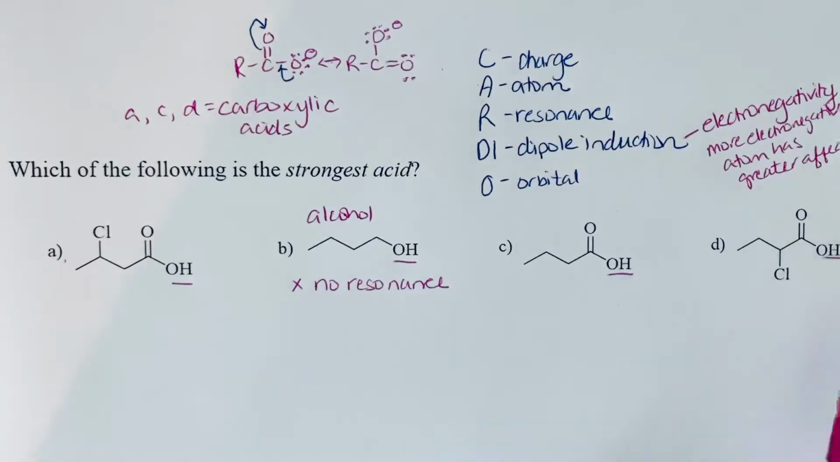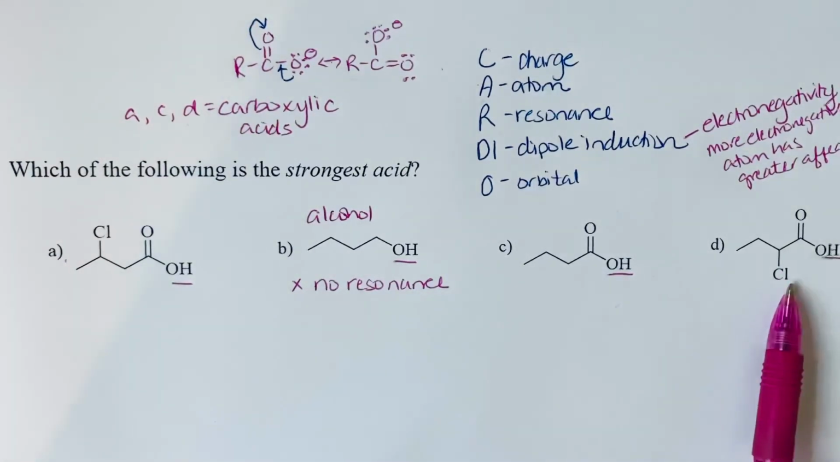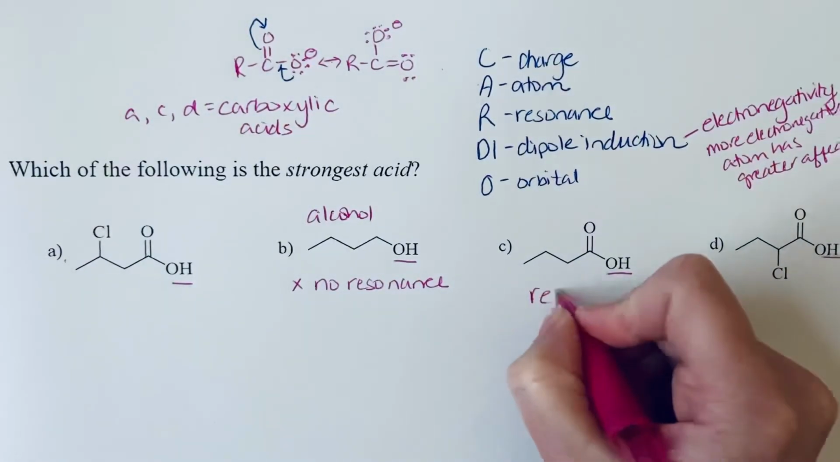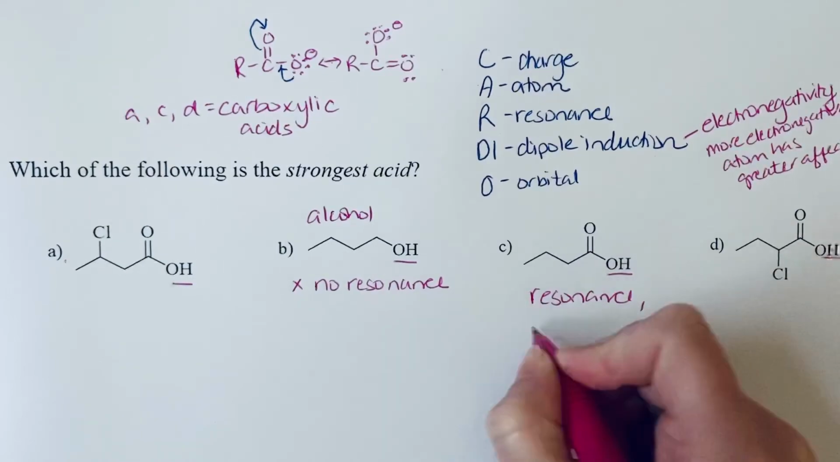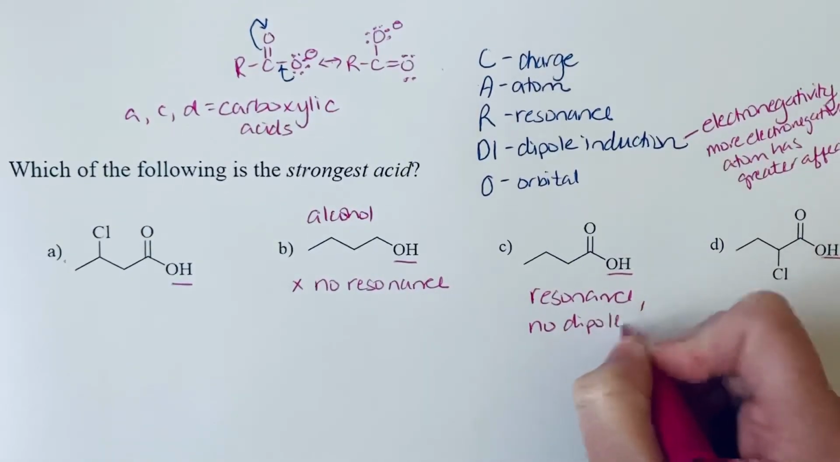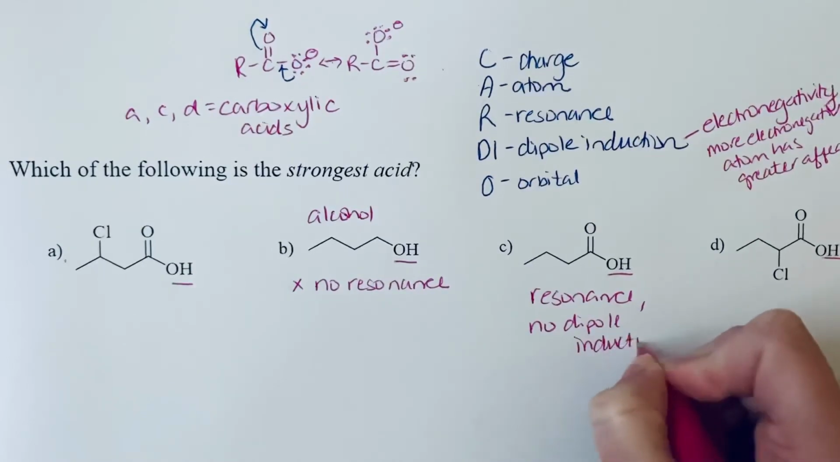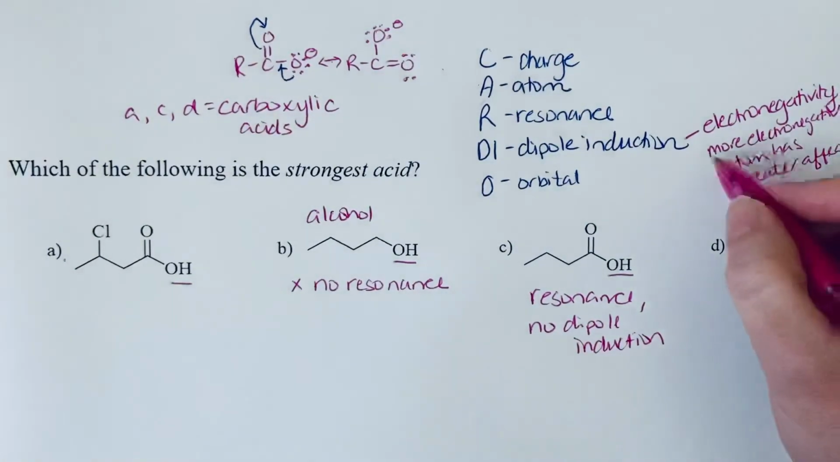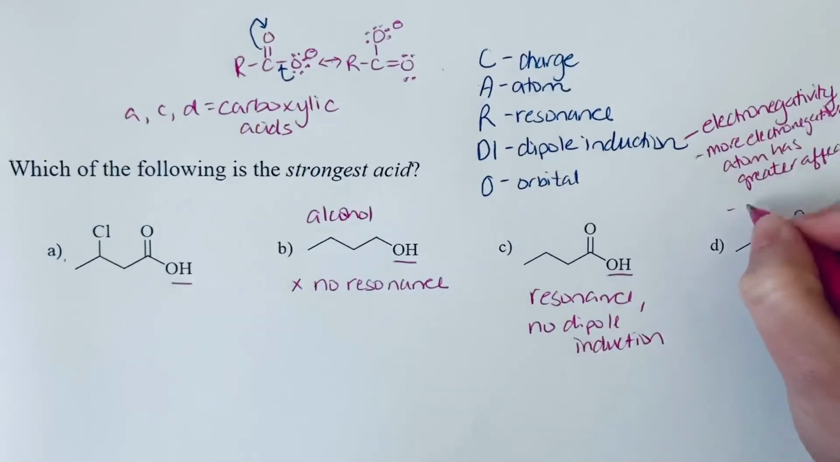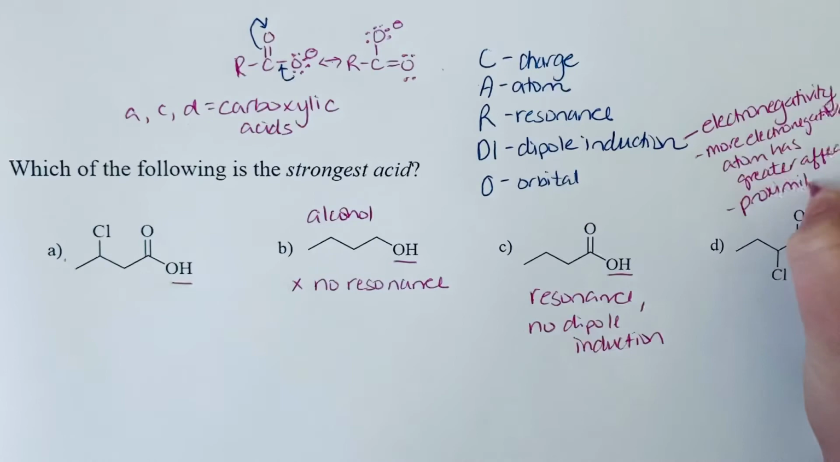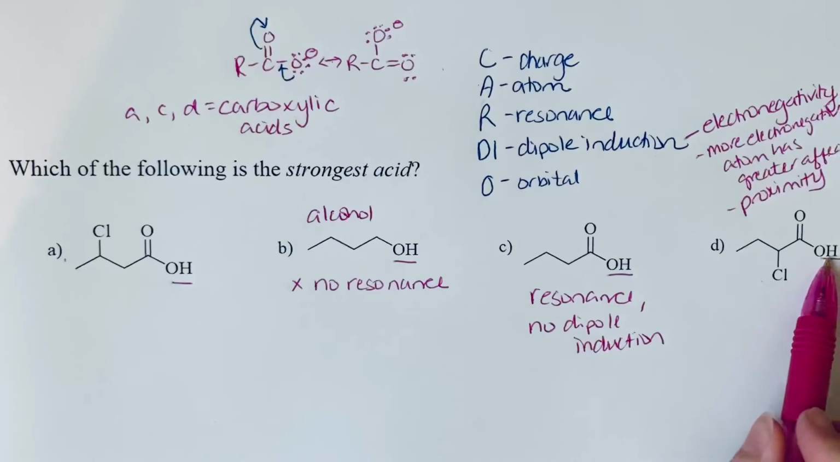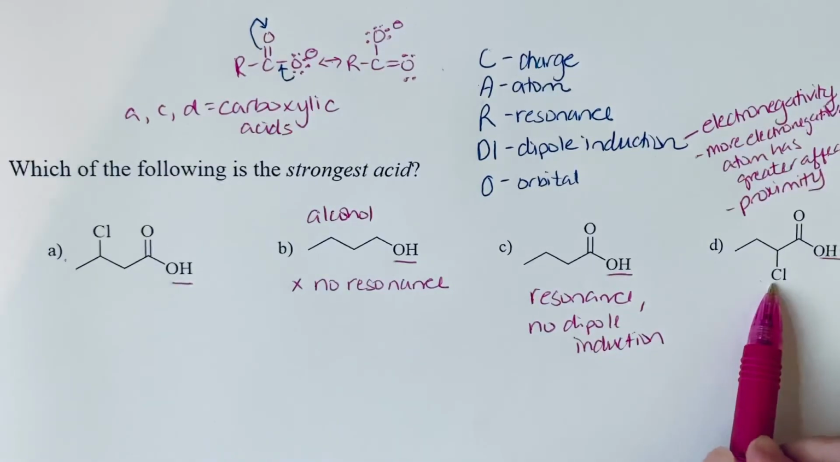Okay, and so what we have for substituents here is we see that A and D both have chlorines. They both have dipole induction. So C has resonance, but it has no additional dipole induction. The more electronegative the atom is, the greater effect it will have. In this case, we see that they are both chlorine, so that's not changing things. The other thing we need to consider is proximity. The closer in proximity to your acidic hydrogen that electronegative atom is, the greater effect it has.